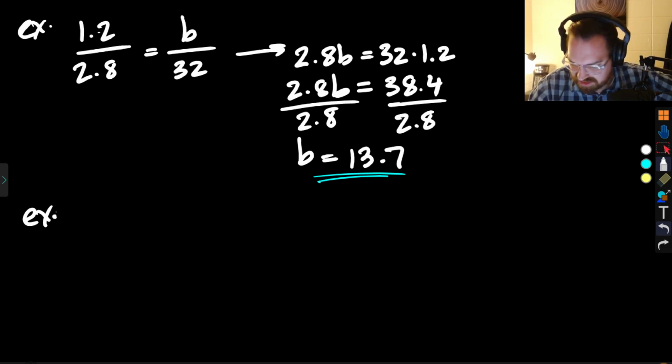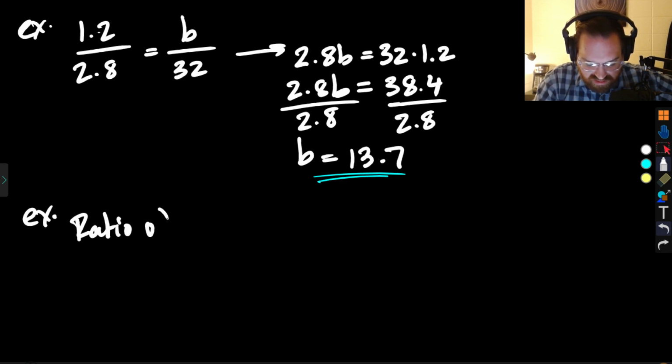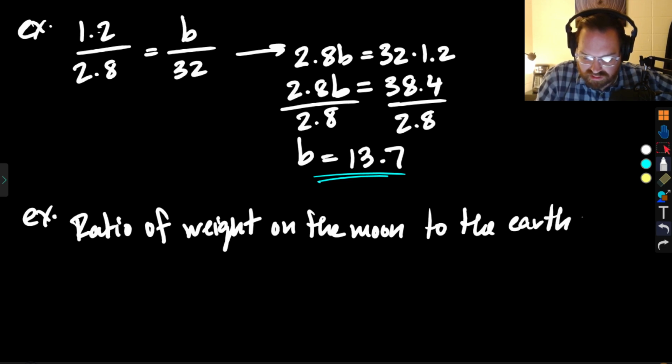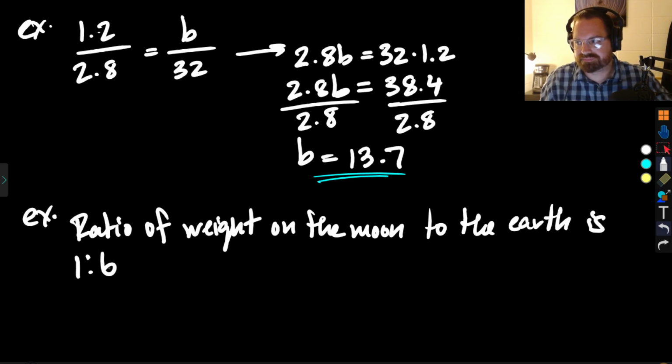Okay, this is a real fun one. The ratio of the weight on the moon to the Earth is going to be 1 to 6. So that means that a person weighs 6 times less on the moon than they do on the Earth, or 6 times more on the Earth than they do on the moon.